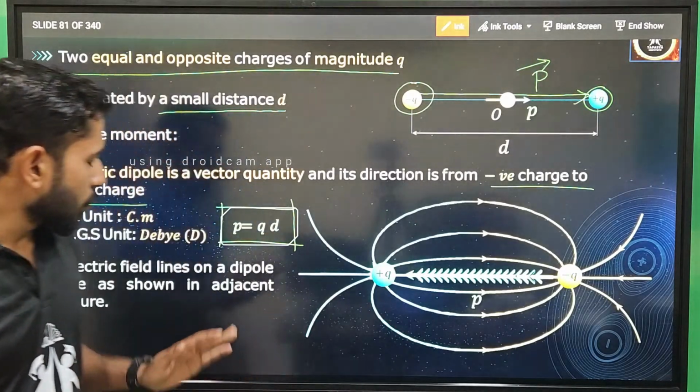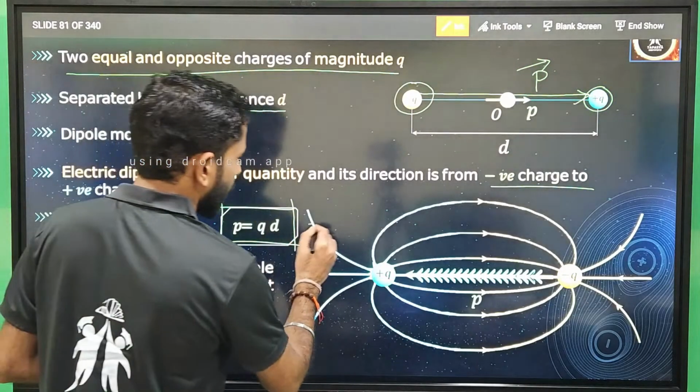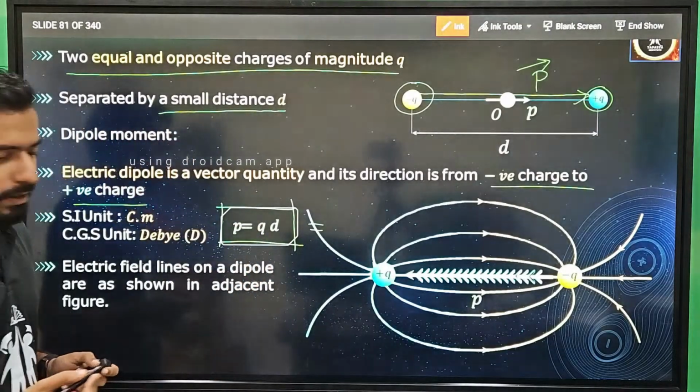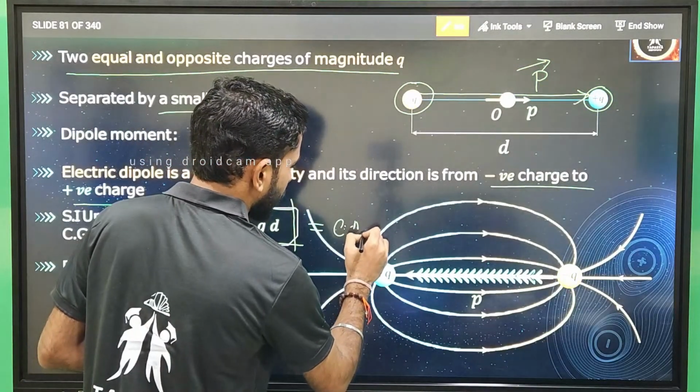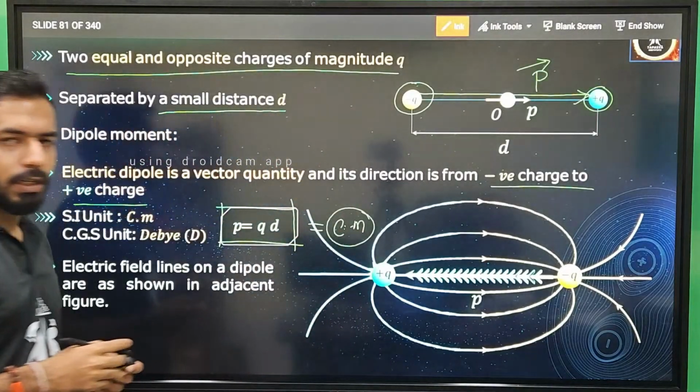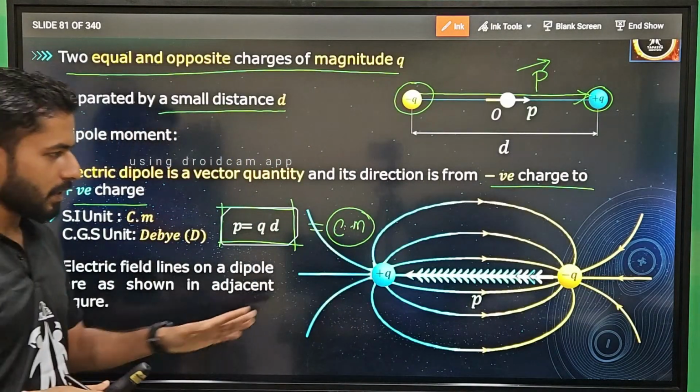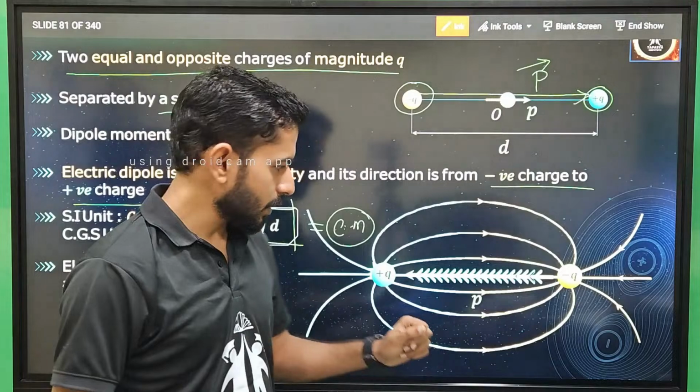Correct? So if I ask you the unit, what will you write? Q is charge, and charge is written in coulomb. And distance is in meter. That means I can say coulomb meter will be the unit of dipole moment. And if you want to see the visual representation very beautifully, here it is explained.